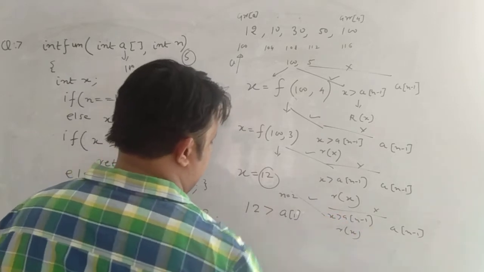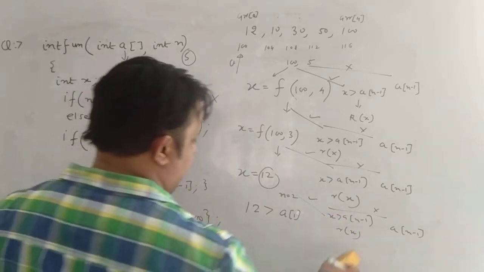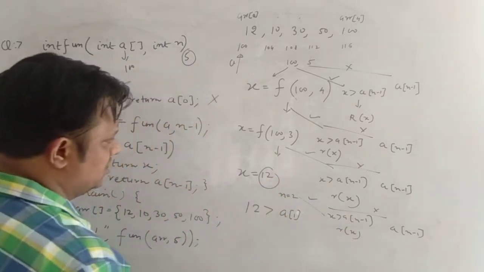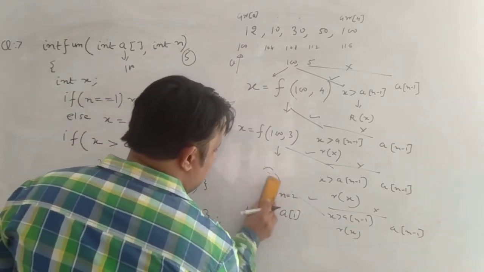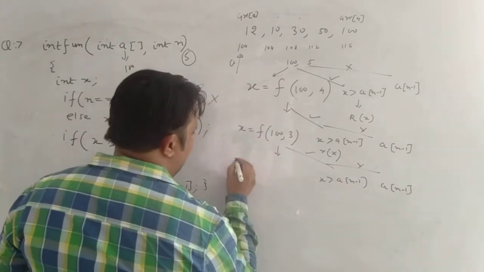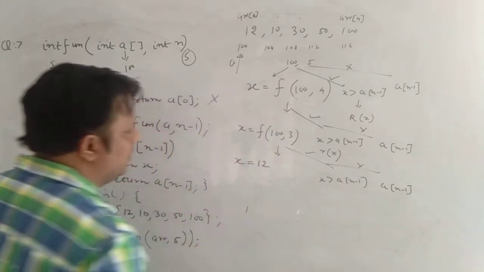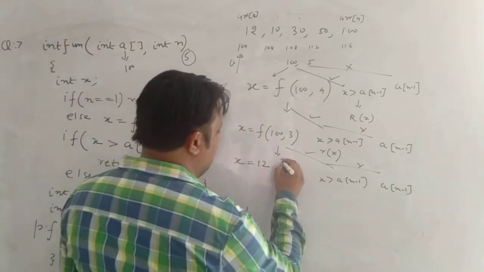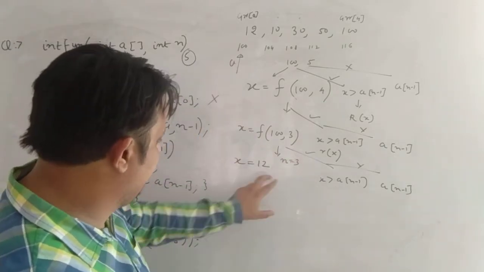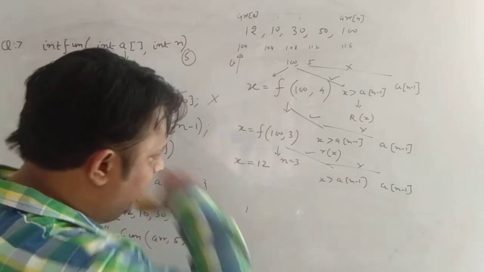So when 12 is greater than a1, what you are doing? You are returning x. It means you are returning 12. So when you are returning 12, this entire statement gets evaluated, and here the value of x becomes 12. Now again, here n is 3. Now you are checking 0, 1, 2, 3, n is 3.